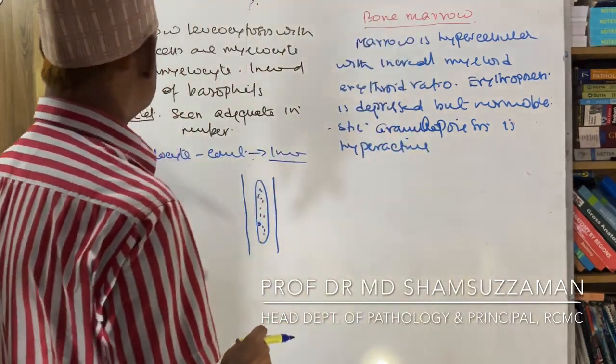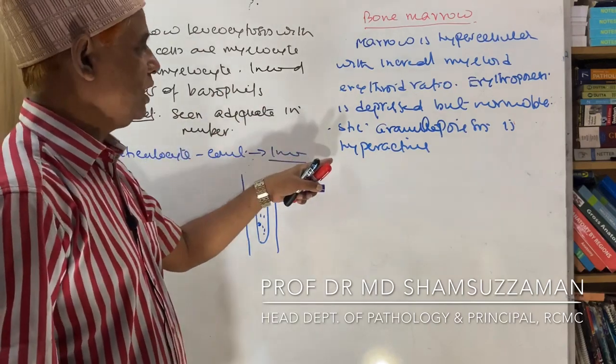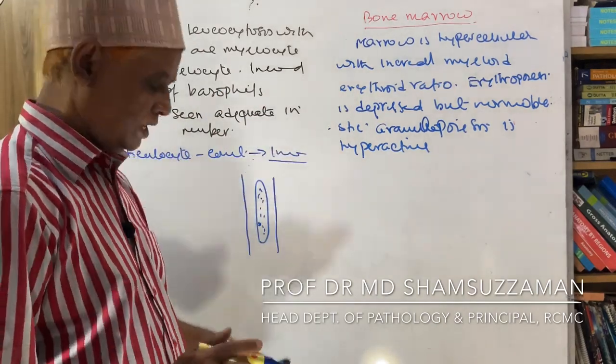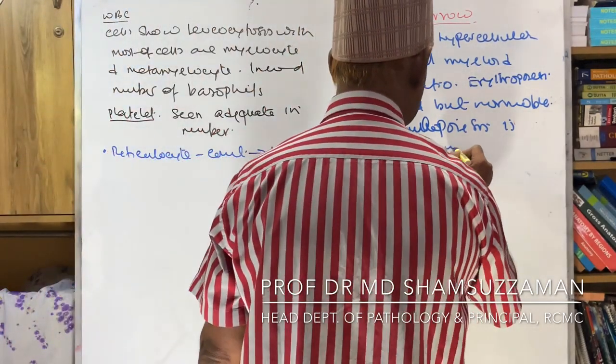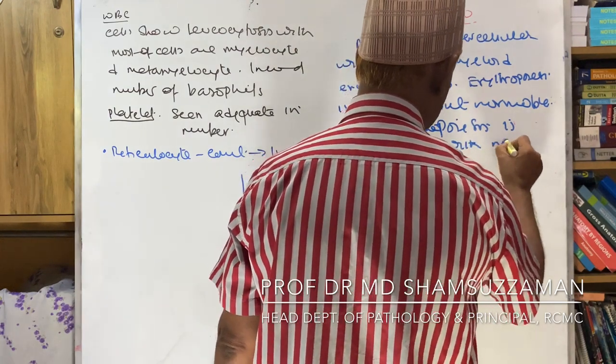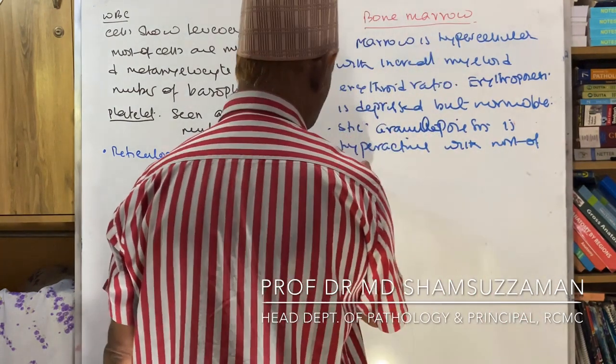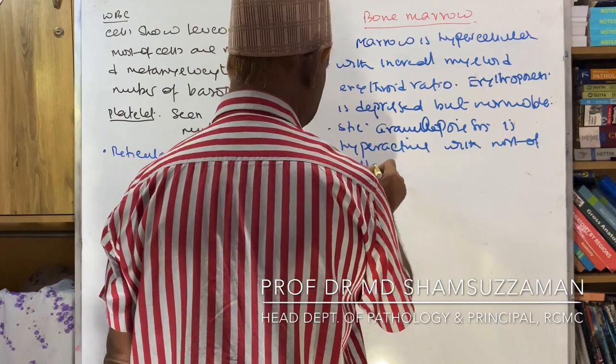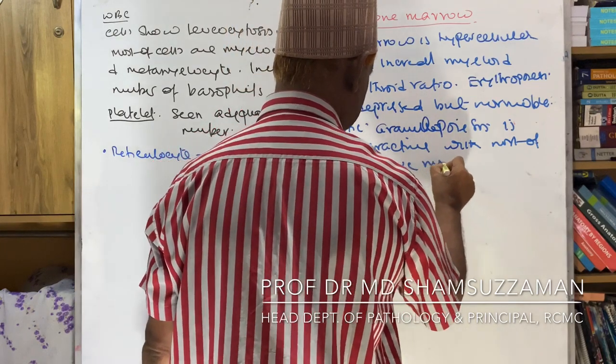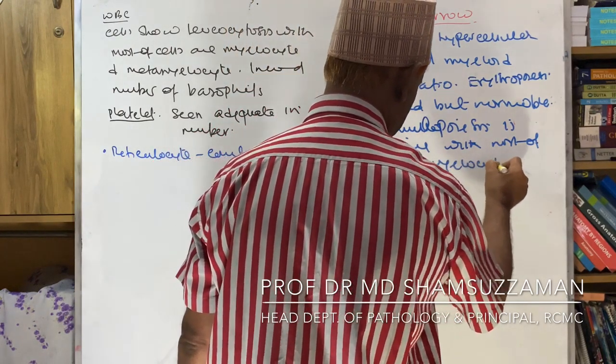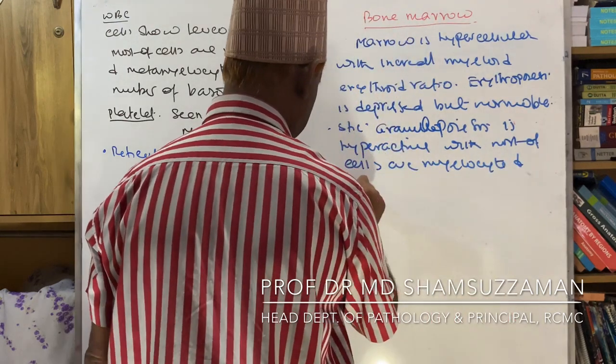As it is chronic granulocytic leukemia, so granulopoiesis is hyperactive with most of the cells being myelocyte and metamyelocyte.